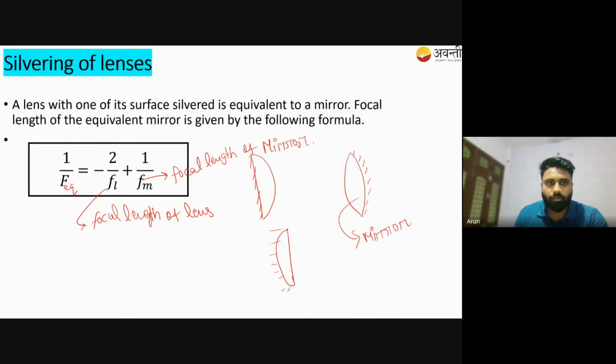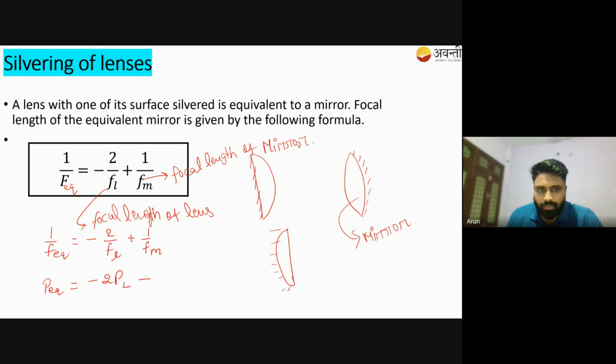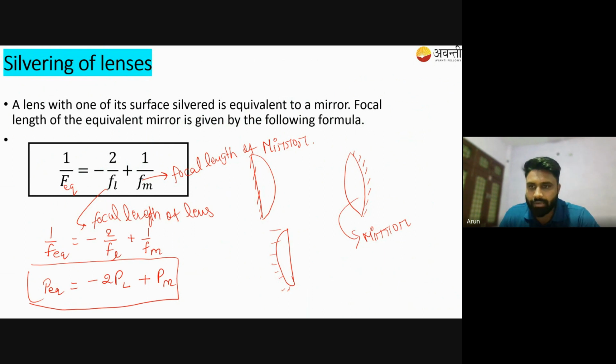In this slide, you will focus: 1 upon F equivalent equals minus 2 times 1 upon FL plus 1 upon FM. If you want to write this equation in terms of power, 1 upon F equivalent is the equivalent power, minus 2 times 1 upon FL becomes the power of the lens, plus 1 upon FM becomes the power of the mirror. So by that formula also you can calculate the power of the equivalent mirror.